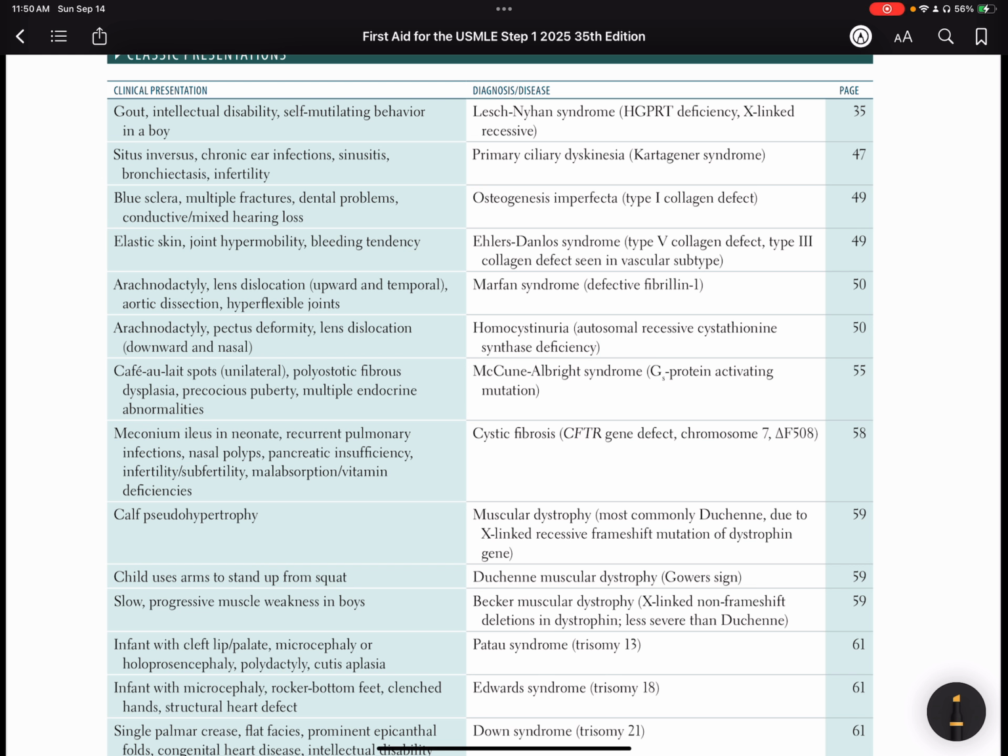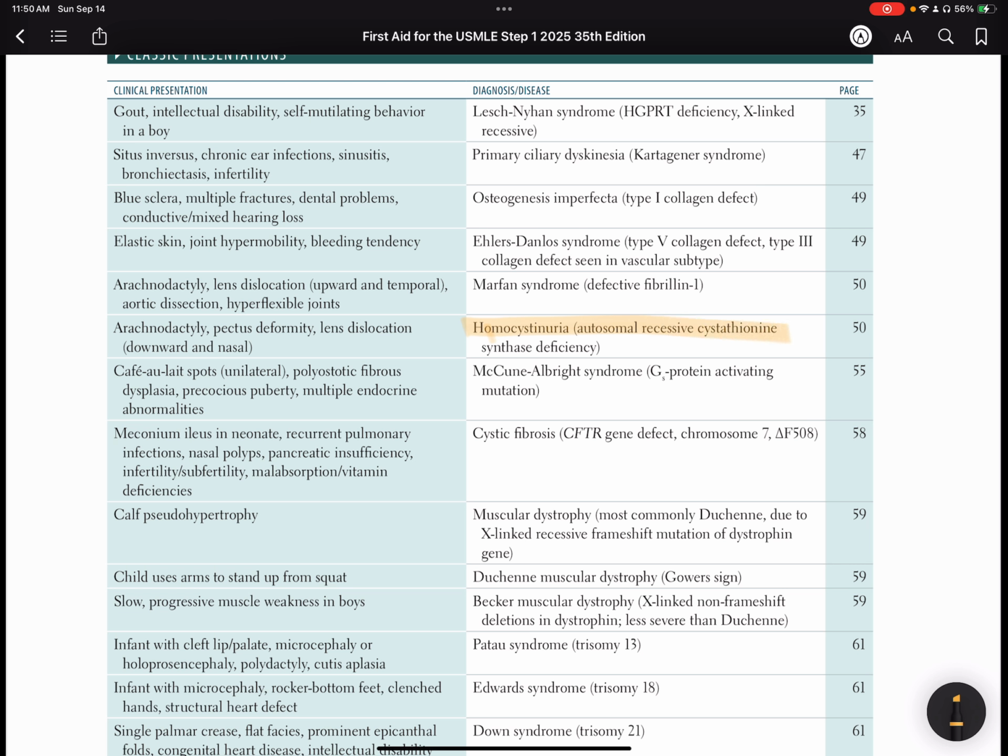Next clinical presentation: arachnodactyly, lens dislocation upward and temporal, aortic dissection, hyperflexible joints. Arachnodactyly, pectus deformity, lens dislocation downward and nasal. This is homocystinuria, autosomal recessive cystathionine synthase deficiency.